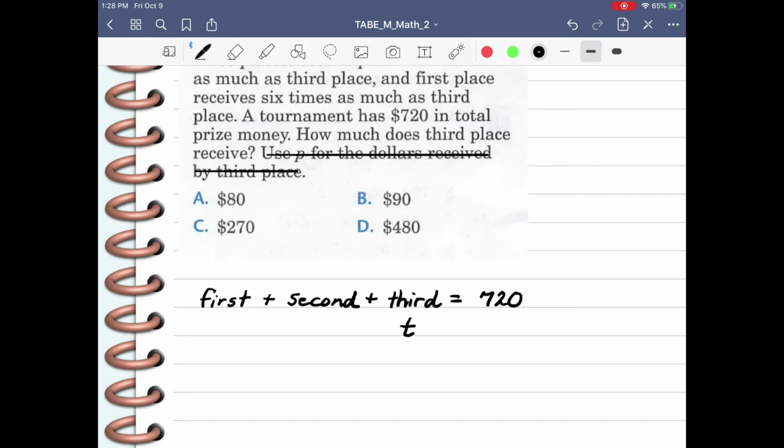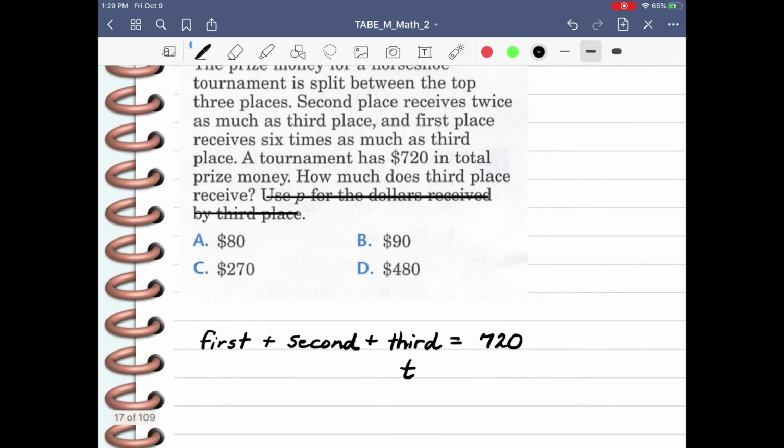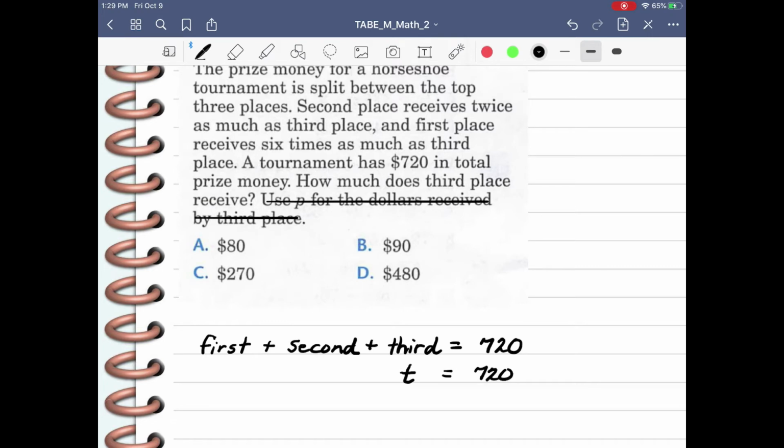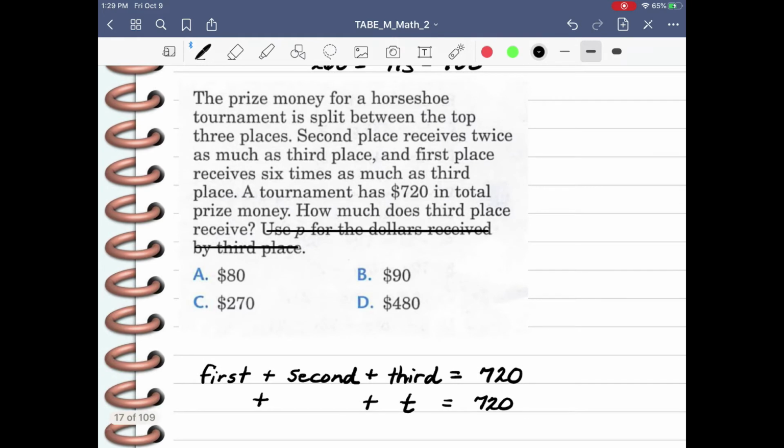And I'm going to use T for third, because instead of P, which makes no sense to me, I want a T for third. And it doesn't matter. You can use any letter you want to. That's going to be my problem coming together, but I still need to put in first and second places. So look at this one. Second place receives twice as much as third place. So that's 2 times third place. And first place receives 6 times as much as third place. So 6 times third place.